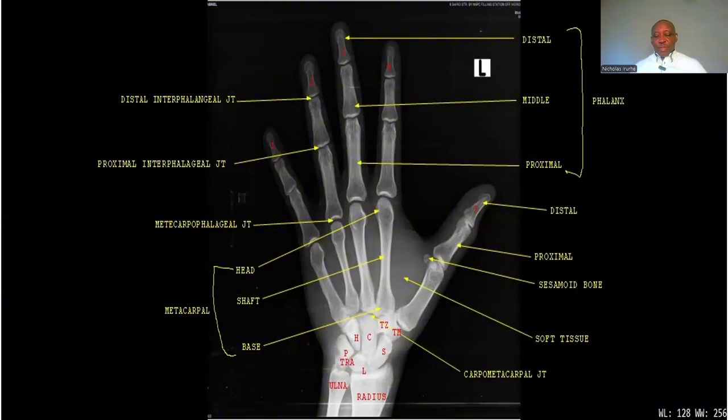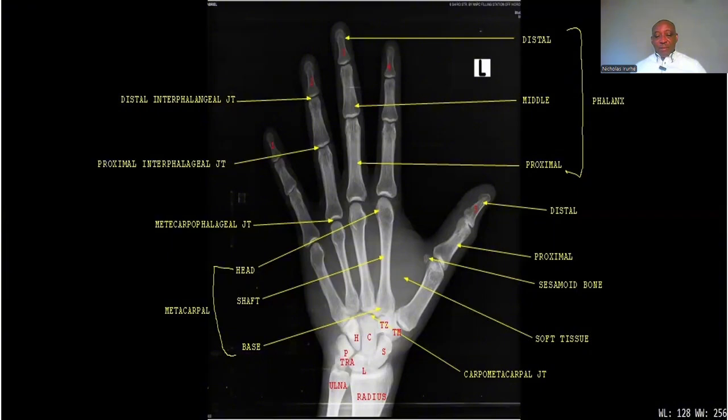And we want to make sure the bones are aligned. So how do we know that the bones are aligned? By the time you look at the soft tissue and the relationship of the bones to each other, that helps in telling you they are aligned.